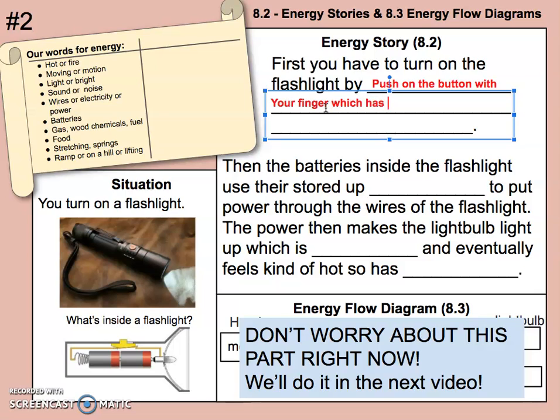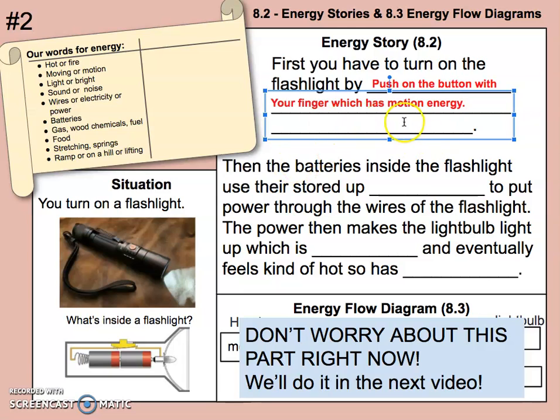which has, what type of energy would that be? So if your finger is pushing on the button, we're turning on the flashlight, it's not hot, we're moving our finger, which has moving or motion energy. So push on the button with your finger, which has motion energy. Okay, so that's the first step when we're using the flashlight.